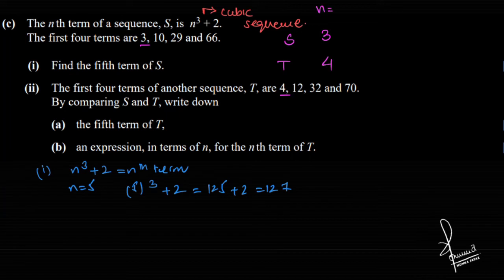And here you have n equals 1. On the second term, n is equal to 2. The second term for S is 10. The second term for T is 12. Okay, on the third you have n equals 3. The third term for S is 29 and the third term for T is 32. Okay, I have written the first 3 terms. Now you want to compare.